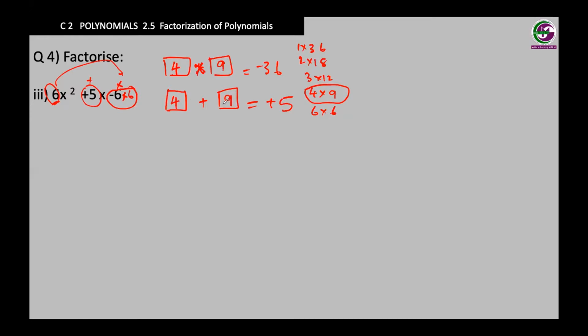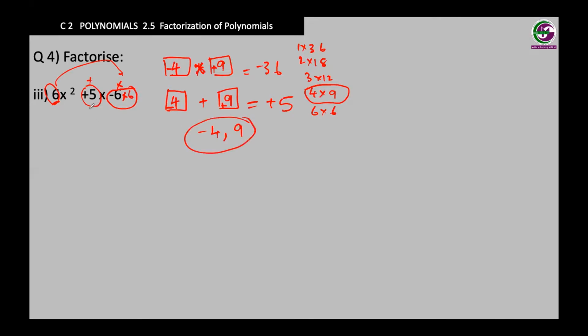If you put a negative sign with 9, the answer will be negative 5, because you have to put the sign of larger number. But you know that it is positive, so this will not be negative. So this is positive, this is negative. So think about this question now. Negative 4 times 9 is negative 36. And negative 4 plus 9 is positive 5. So the numbers are negative 4 and 9.